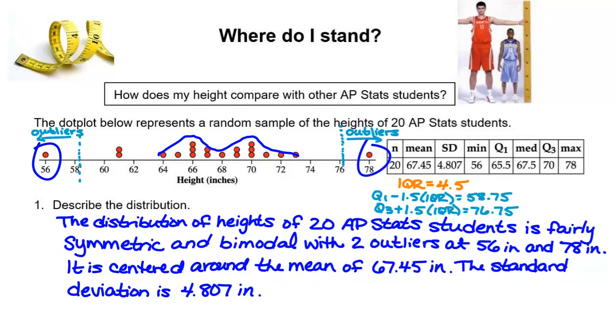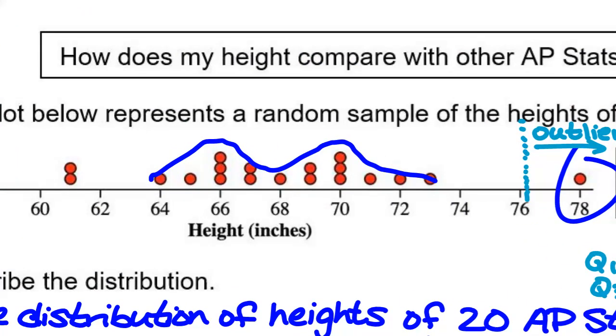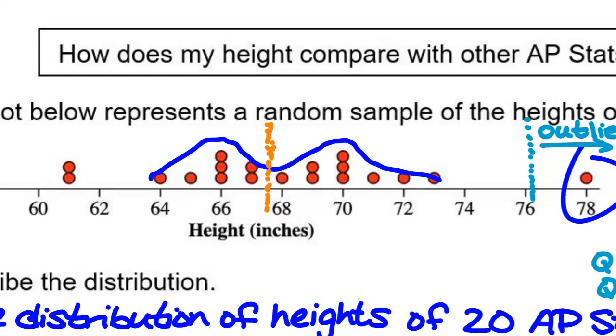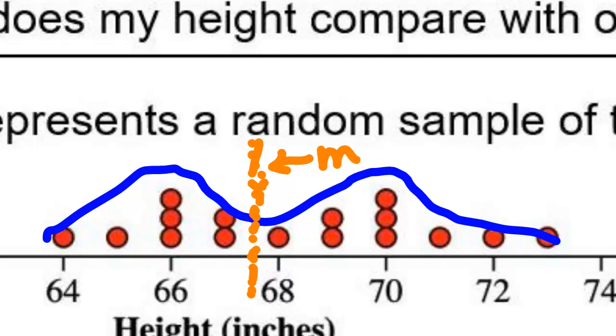Yeah, so I want to look up here. Our mean is 67.45. So our mean is right about here. I'm just ballparking this. The standard deviation is 4.8, so 5, right?